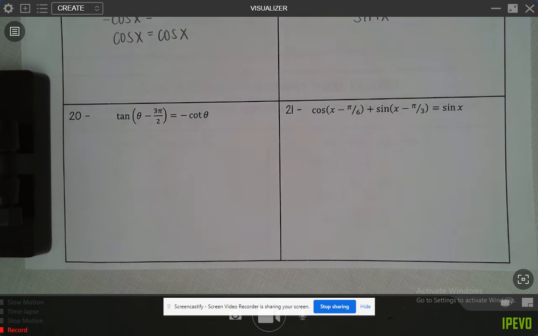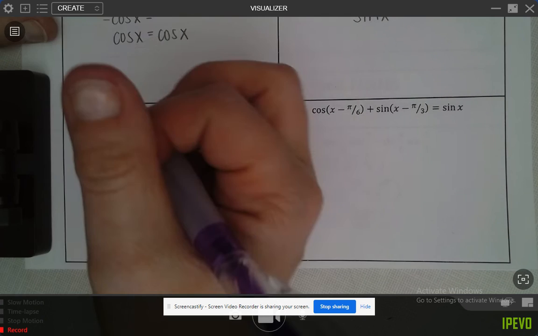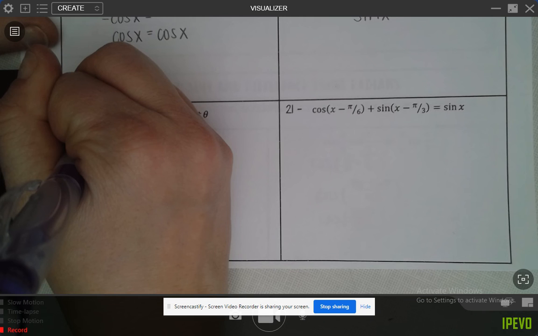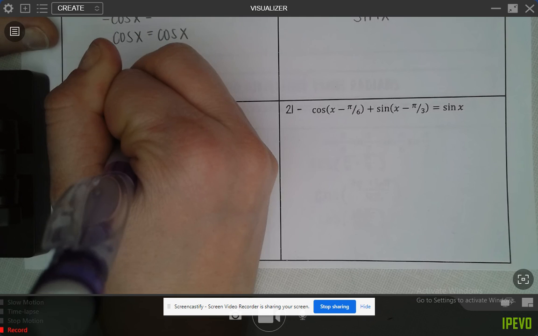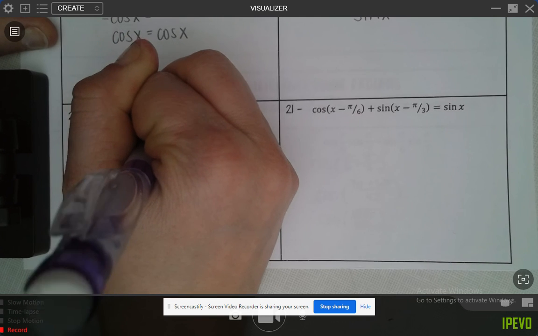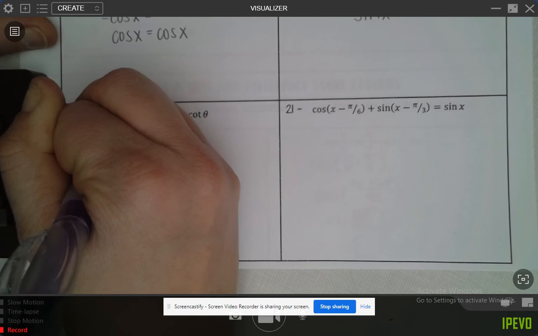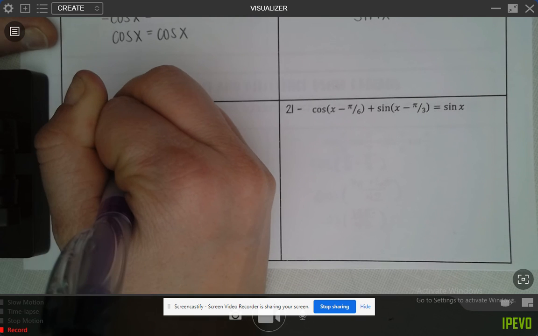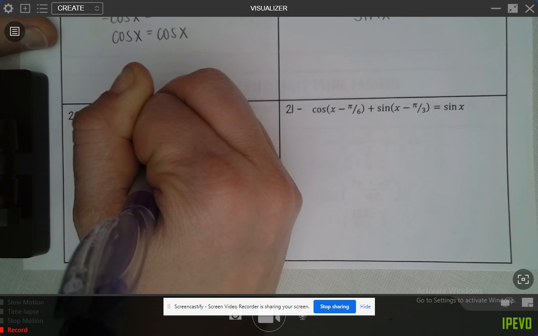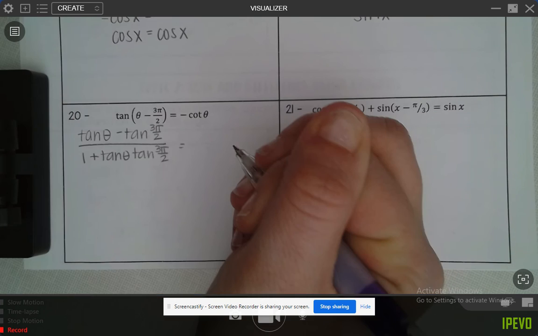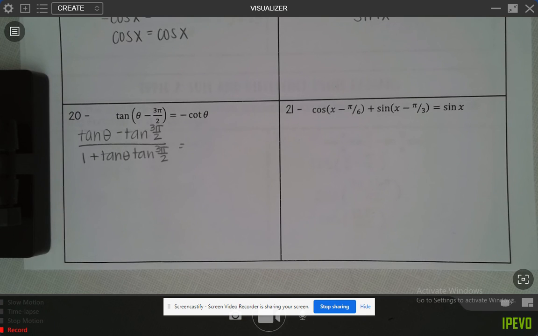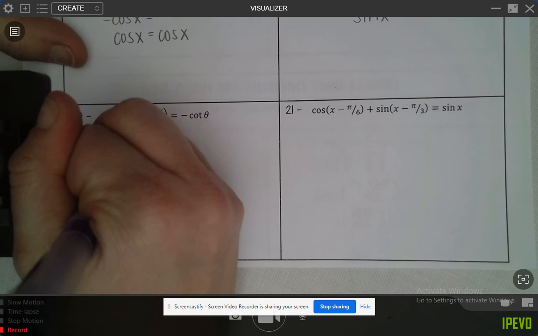20? Okay. So I'm going to use the difference formula for tangent, yes? So I'm going to have the tangent of theta minus the tangent of 3 pi over 2, over 1 plus the tangent of theta times the tangent of 3 pi over 2. Okay, can I do anything with the tangent of theta? No.